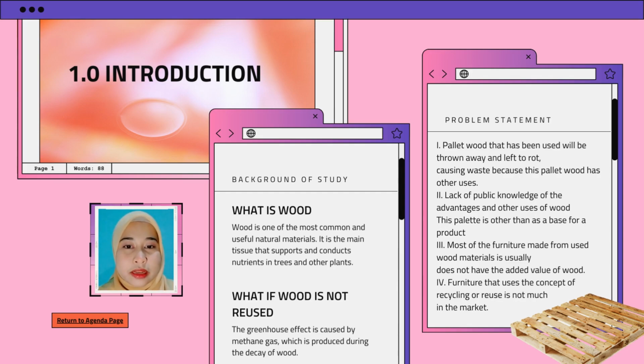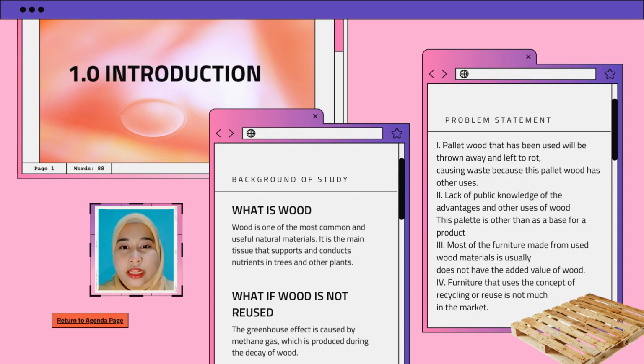Next, problem statement. First, pellet wood that has been used will be thrown away and left to rot, causing waste, because pellet wood has other uses. Second, lack of public knowledge of the advantages and other uses of wood. This pellet is other than a base for a product. Third, most of the furniture made from used wood material usually does not have an added value of wood.